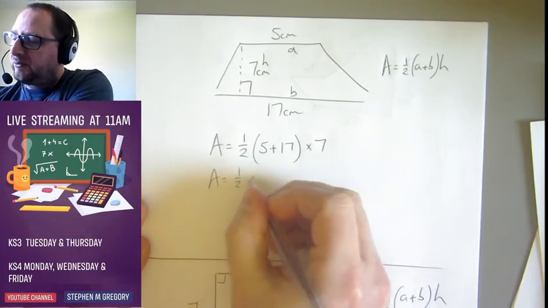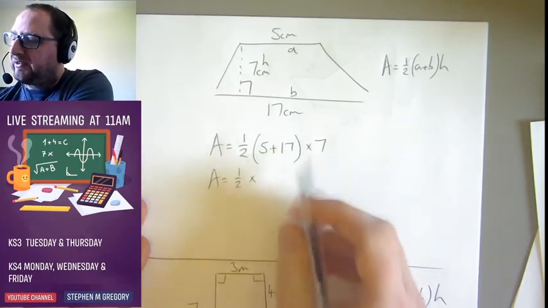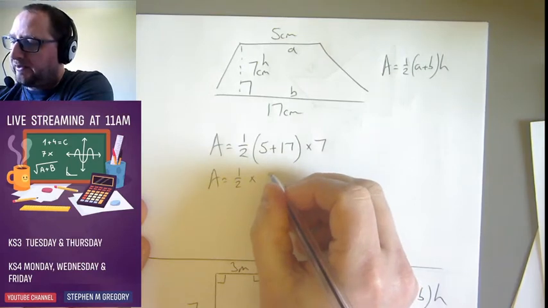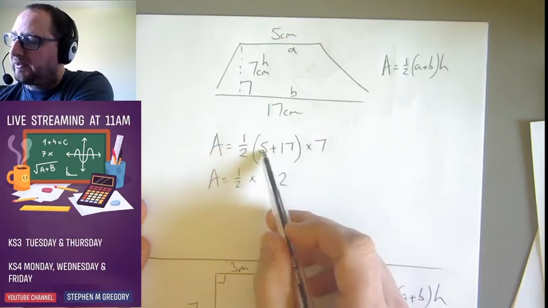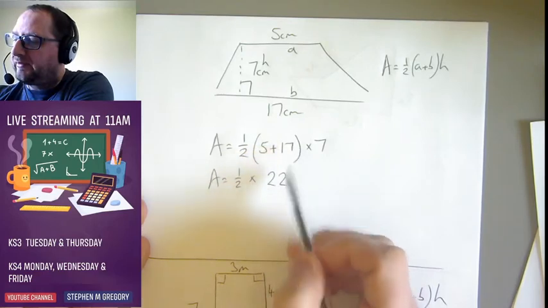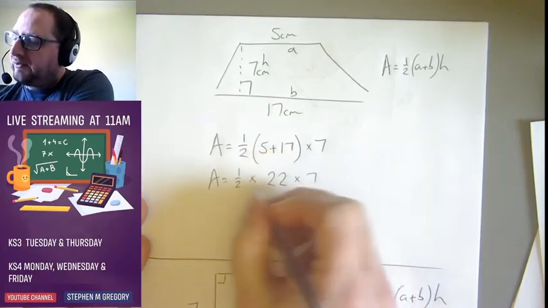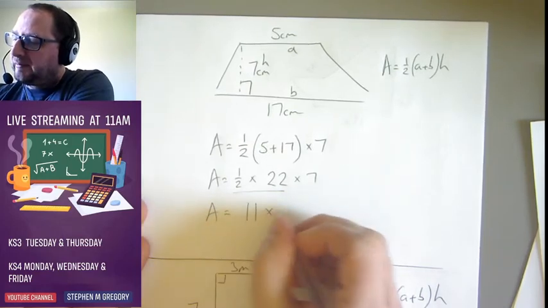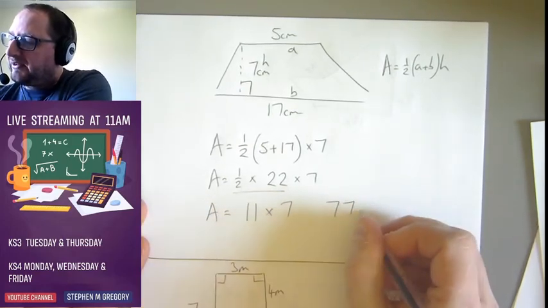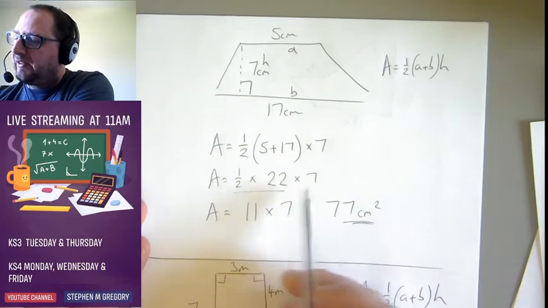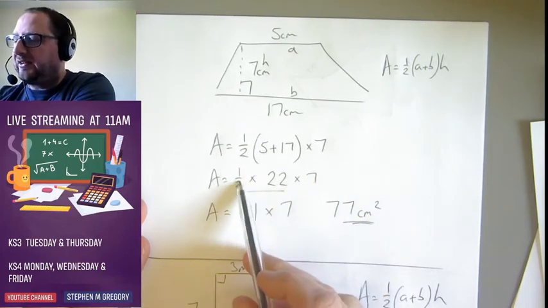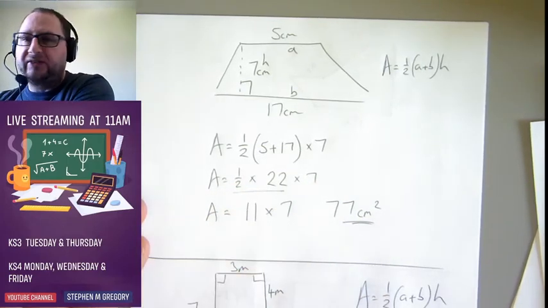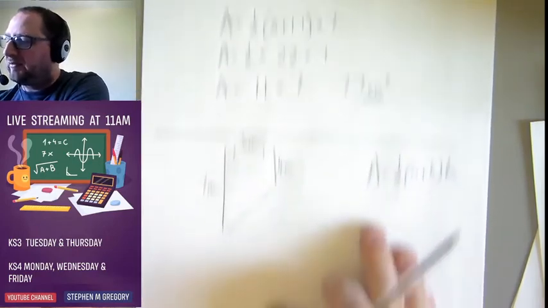If we now sort out 5 plus 17, we get 22. So we add on the 3 for 20. There's 2 left over, so 22. And in this question, I'm going to multiply by a half first, because that makes the answer 77 centimeters squared. Rather than do 22 sevens, it's easier to do a half of 22 and then multiply. 77 centimeters squared. Well done if you got that one right.